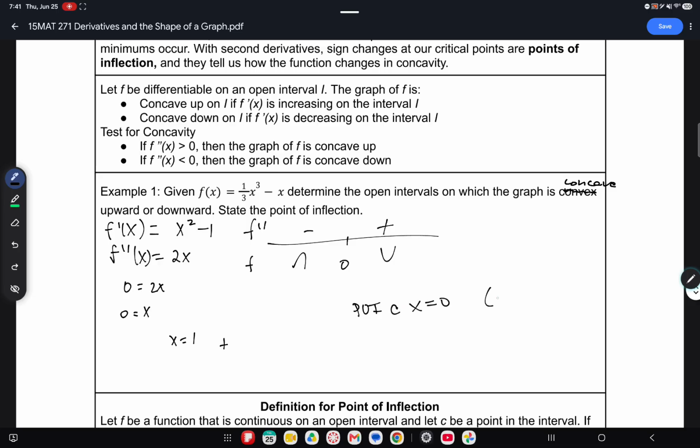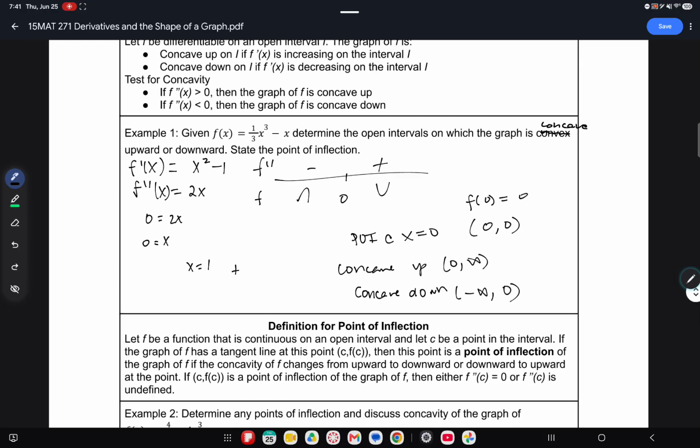We could find the actual ordered pair by plugging it back into the original, f of 0. And that's going to give me 0. So we have a point of inflection at (0, 0). And then we are concave up from negative infinity to 0. And concave... Oh, I have that backwards. We're concave up from 0 to infinity and concave down from negative infinity to 0, right?